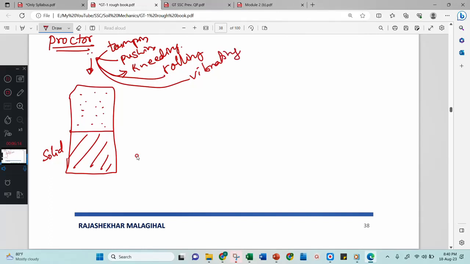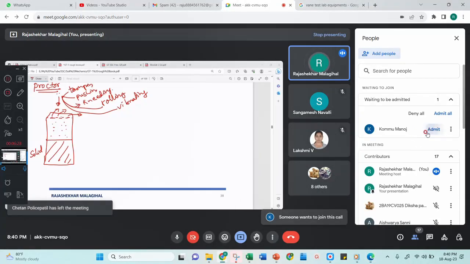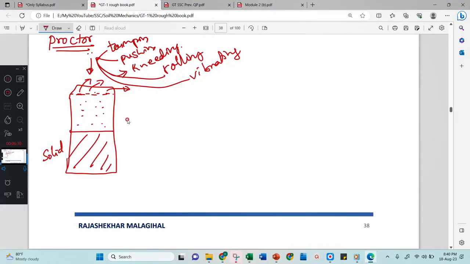Any one of these loads, or a combination of these loads, you are applying to the soil. When you apply this load, some of the air will be removed. When this much air is removed, obviously the volume is decreased. Earlier the volume was this much, but now the volume is decreased.